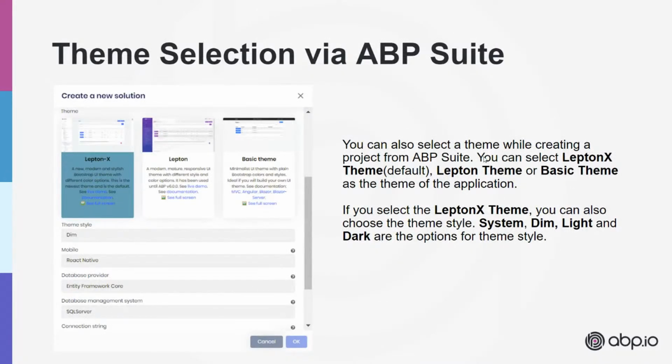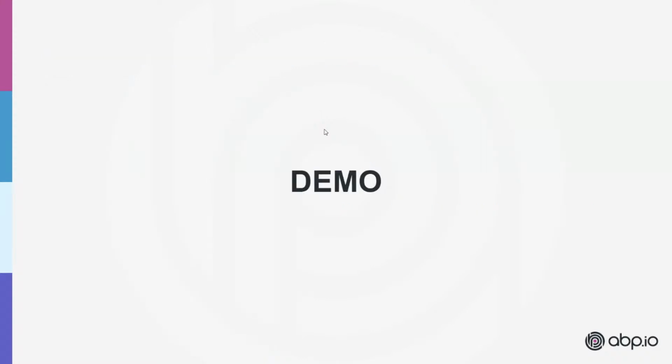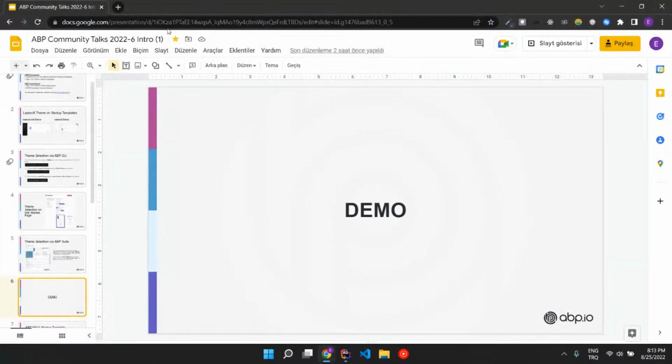You can also select a theme while creating a project from ABP Suite. You can select Lepton and basic themes as the theme of your application. If you go with Lepton's theme, you can also specify the theme style. There are four options for that: system, dim, light, and dark. Let's see Lepton's theme in action.